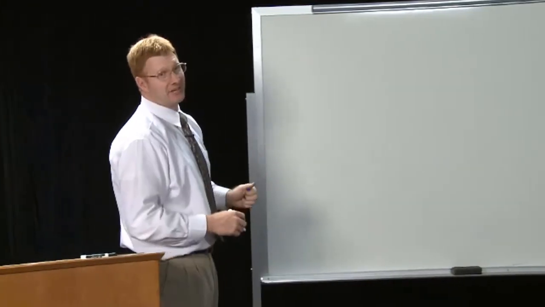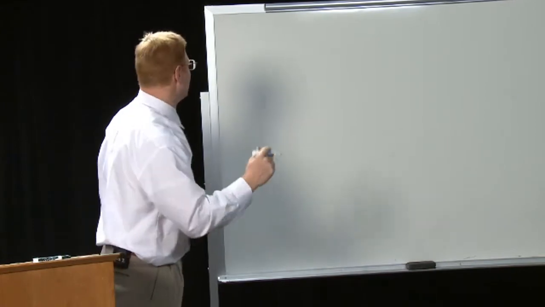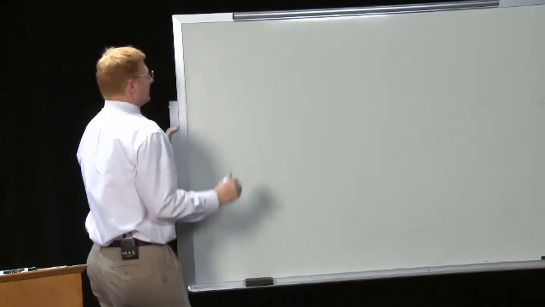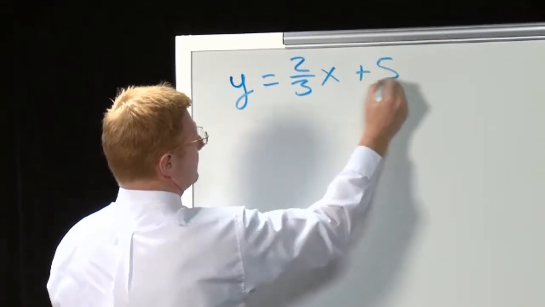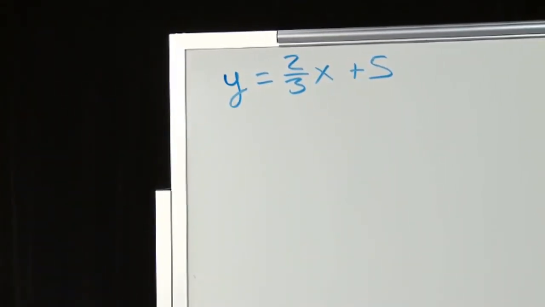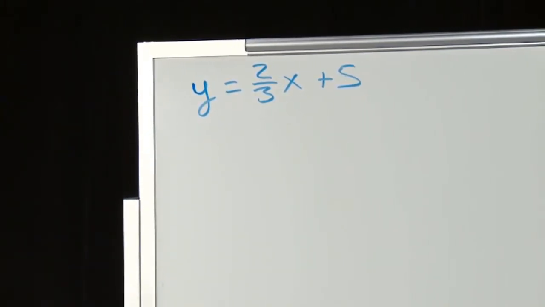Okay, your final thing is to make sure you can connect your equations to the slope. And here's how we do it. Let's say we have something like y equals 2/3 x plus 5. Here's your equation, and I'm going to ask you to graph it and give me the slope of that equation.